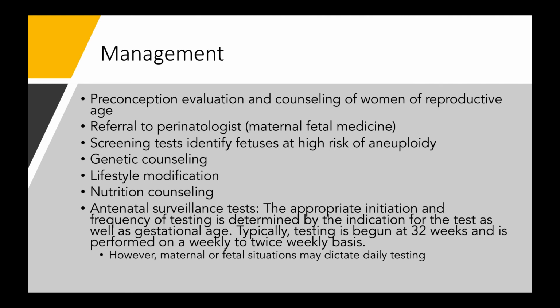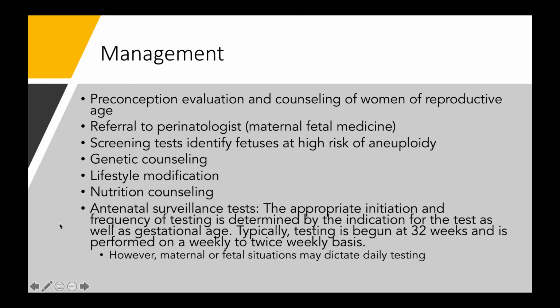And once you've already identified a patient to have a high risk pregnancy, then please refer this patient ASAP to a perinatologist or a maternal fetal medicine specialist. You can also request or do screening tests to identify fetuses at high risk for aneuploidy if indicated. We can also refer these patients to a geneticist for genetic counseling. And of course, it's very important that you initiate lifestyle modification and nutritional counseling.